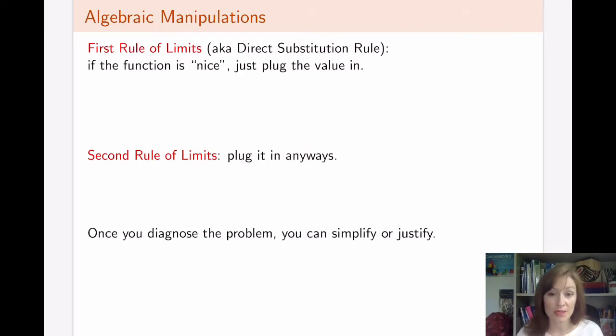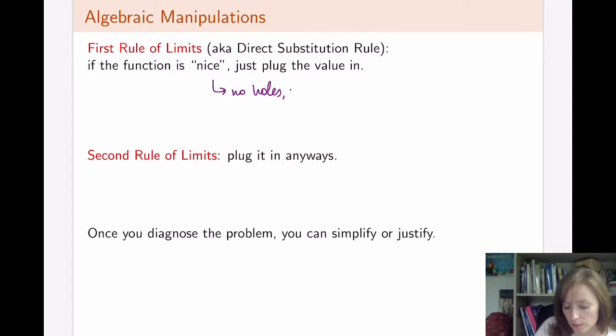So what does it mean to be nice? It means not have any unexpected behaviors at the point. So remember from last video about when does limit not exist. It's things like holes, like jumps, like asymptotes, like oscillations. So if we're not talking about those cases, we will call the function nice. So nice means no holes, no jumps, let's say. No finite jumps, non-infinite jumps, so no asymptotes.